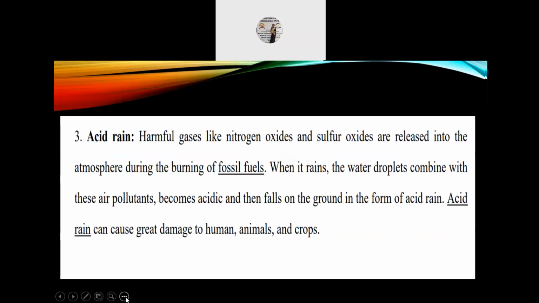Number 3, acid rain. Harmful gases like nitrogen oxides and sulfur oxides are released into the atmosphere during the burning of fossil fuels. When it rains, the water droplets combine with these air pollutants, and it becomes acidic and then falls on the ground in the form of acid rain. Acid rain can cause great damage to humans, animals, and crops.